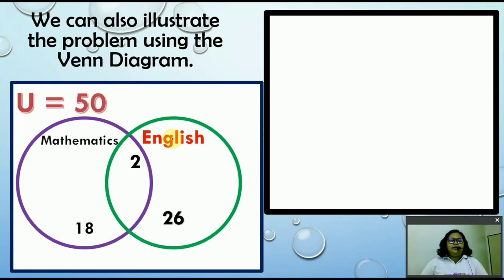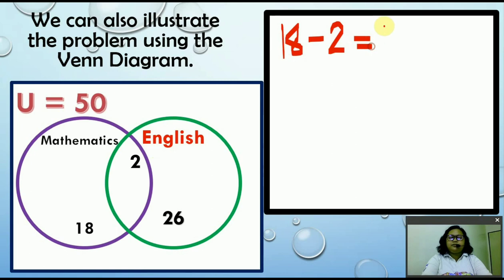Okay, so let us analyze the Venn diagram. So this will be our Venn diagram based on the problem. So we can now easily answer how many students took mathematics subject only, and at the same time, we can also compute how many students who took English subject only. So how are you going to solve that? So, it would be 18 minus 2 equals 16. So, there are 16 students who take mathematics subject only.